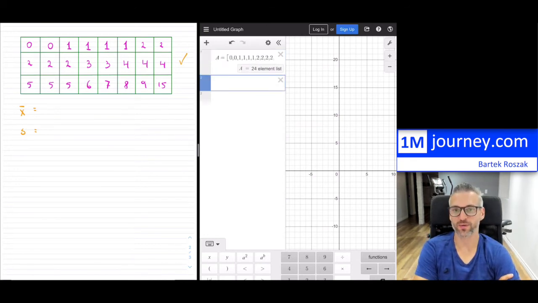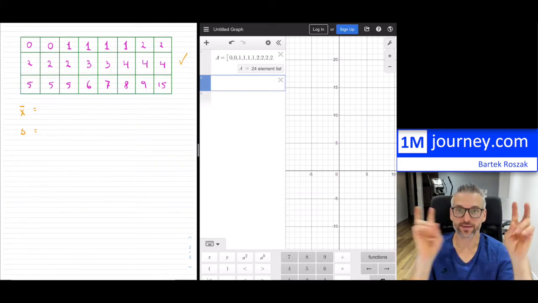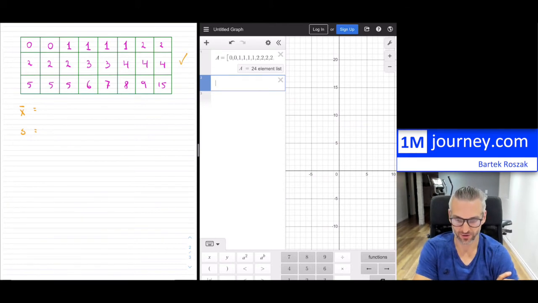All right, so those are my values. That's my array, and that's how you would input it into Desmos. You put it inside the brackets, and I called it A, just so that I don't have to re-enter it all the time.